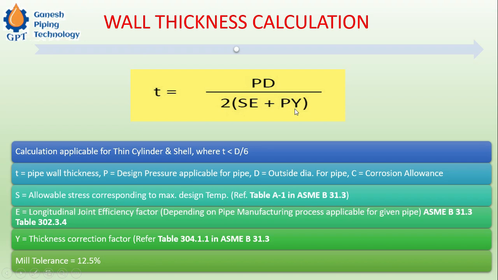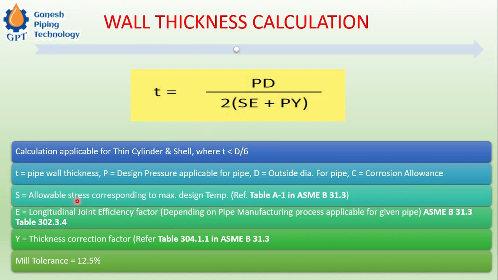So T is the wall thickness, the pipe wall thickness. P is the design pressure applicable for the pipe. D is the outside diameter of the pipe. C is the corrosion allowance. So these are all the different terms associated with that.